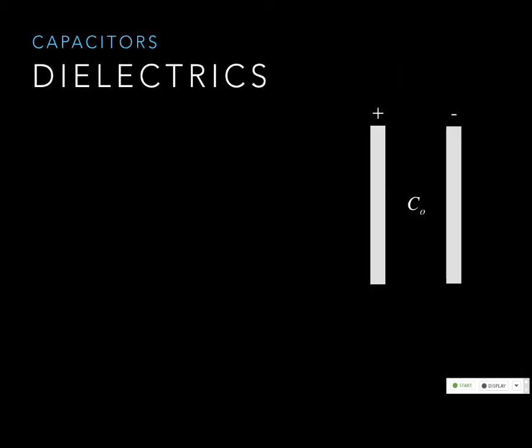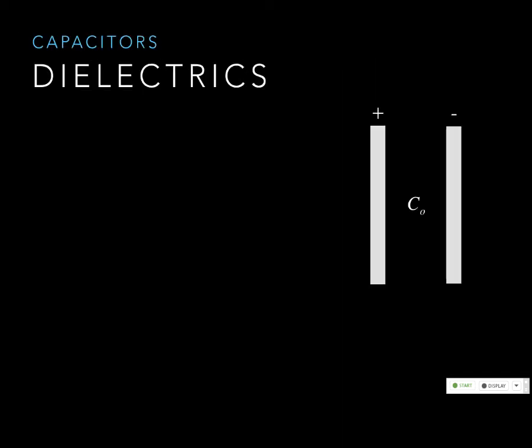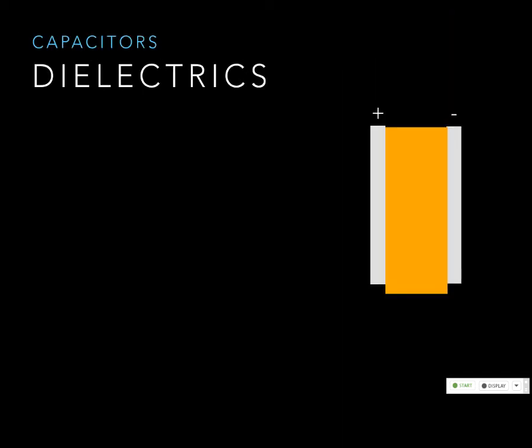So modern capacitors usually have a kappa of about 100. If you're using really big capacitors, this should give you a kappa of about 100. A lot of the stuff we looked at there was less than 10, so you have to be more creative with the materials you use. All right, so anyway, here's our capacitor.